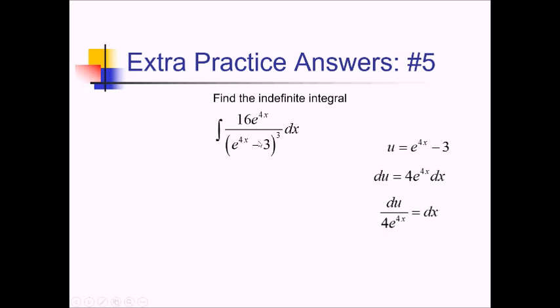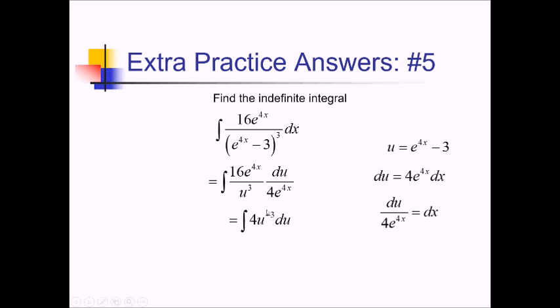Plugging all this back in here, we can write 16e to the 4x over u to the third, and then dx is now going to be du over 4e to the 4x. Looks like these e to the 4x's are going to cancel, and 16 over 4 gives us a 4. We also have a u to the third down here, so I'm going to rewrite all this as 4u to the negative third du. Now I can use my reverse power rule.